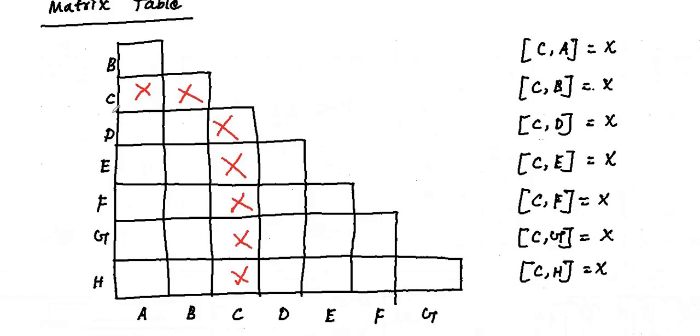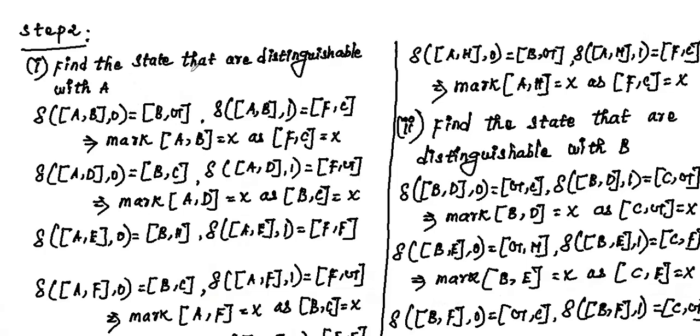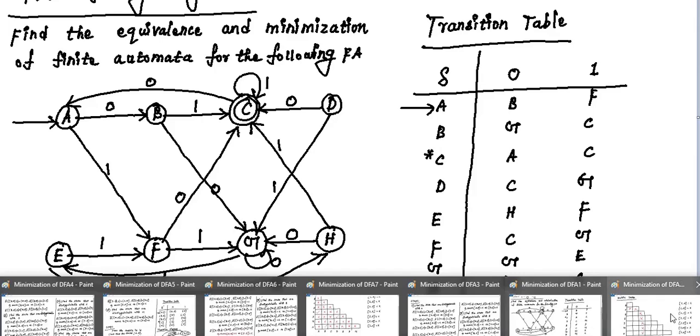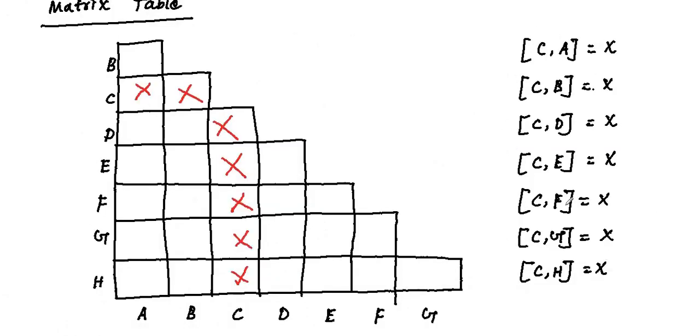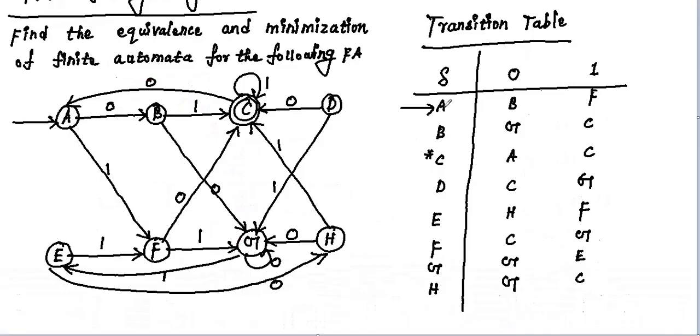In the second step, find the states that are distinguishable with A, because we need to complete all the steps in the matrix table. Look at the transition table. We have to take the pairs distinguishable with A: AB, AD. Don't take AC because we already completed the final and non-final state pair in the first step. Leave out C.